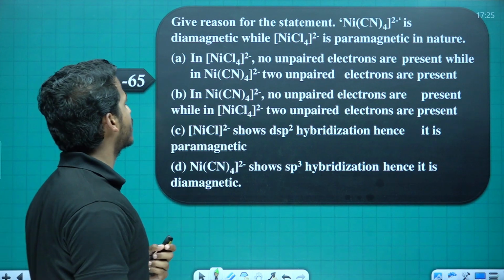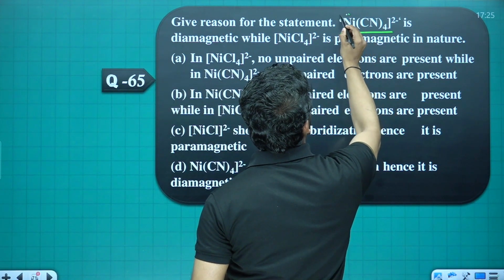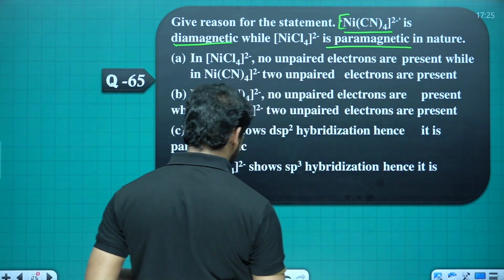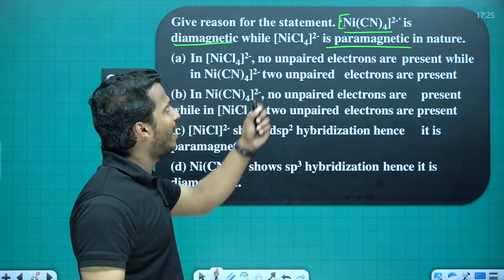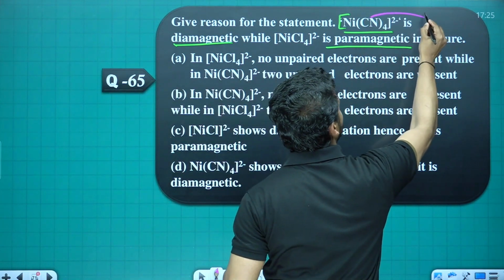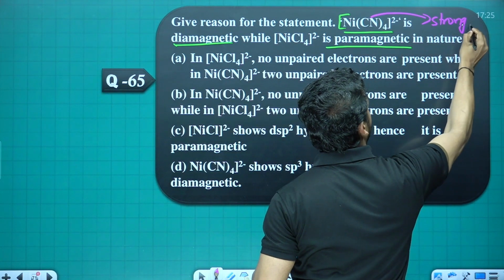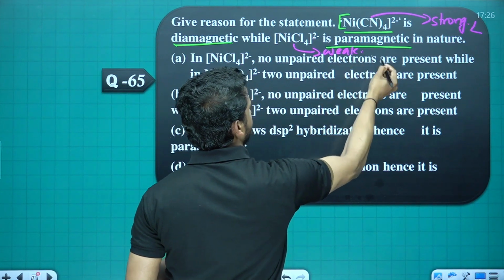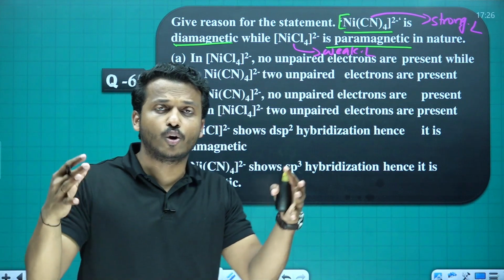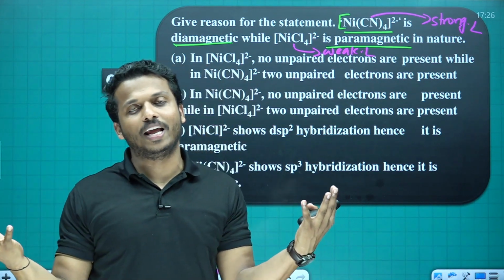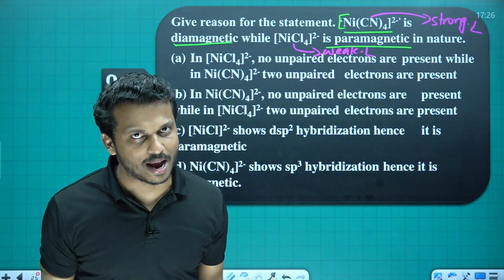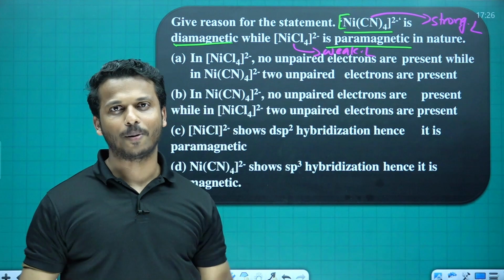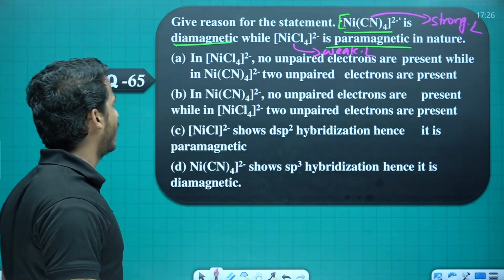Now give reason for the statement: why is [Ni(CN)4]2- diamagnetic while [NiCl4]2- is paramagnetic? Very simple question, my dear. In [Ni(CN)4], which is the ligand here? Cyanide. You know, cyanide is a strong ligand, whereas Cl is a weak ligand. So if a strong ligand is present, electrons undergo pairing, there won't be any unpaired electrons, so it can be diamagnetic. If there is a weak ligand, no pairing of electrons, so enough unpaired electrons will be there. It is paramagnetic. Where is that answer?